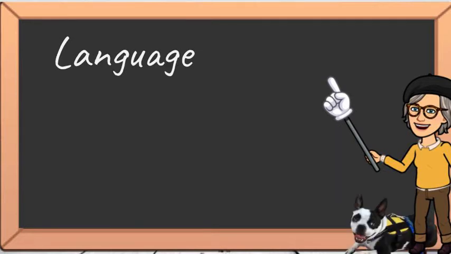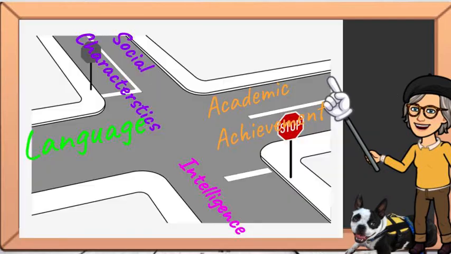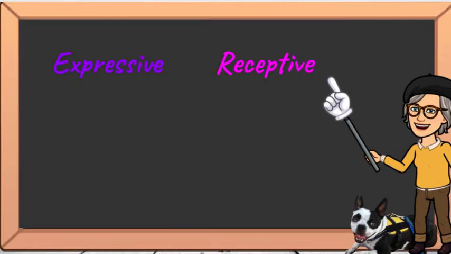So let's look at language. The American Speech Language Hearing Association, or ASHA, defines it as the comprehension and or use of spoken, written, and or other communication symbol systems. What we have to pay attention to is the intersection of language with other areas, like intelligence, social characteristics, and academic achievement. We break language into two big categories, receptive language and expressive language.